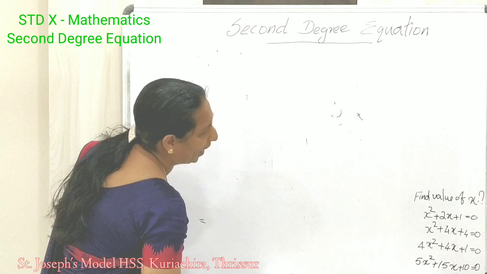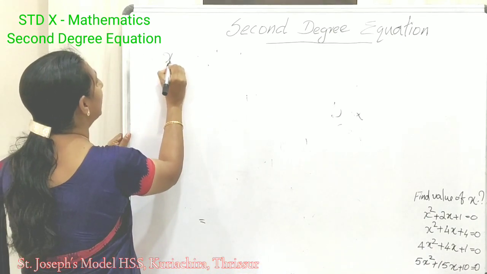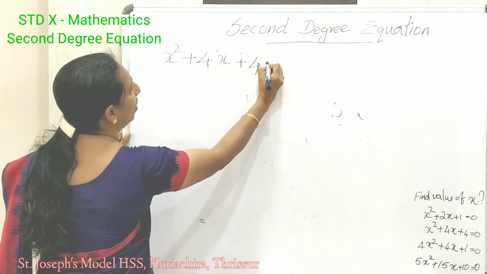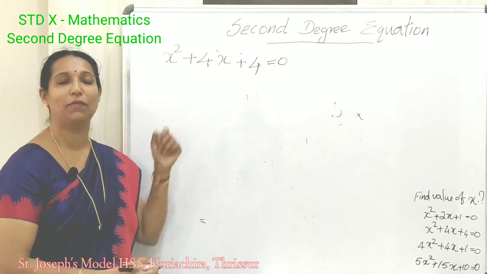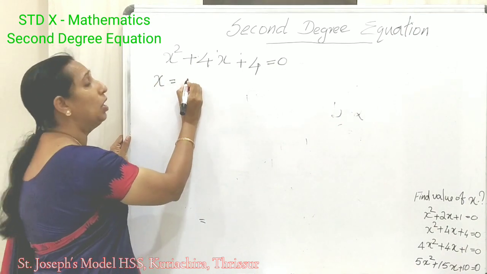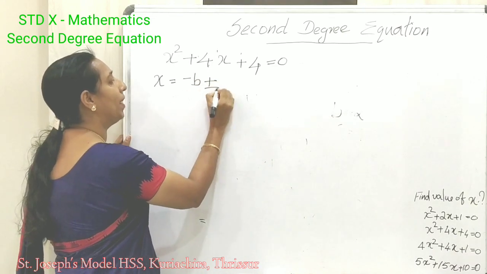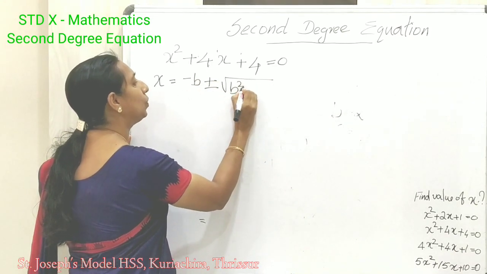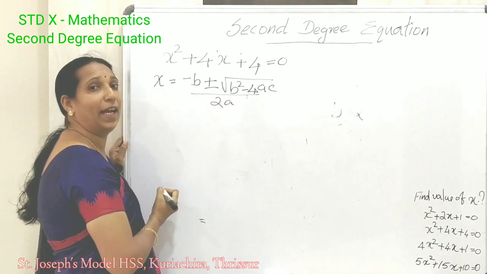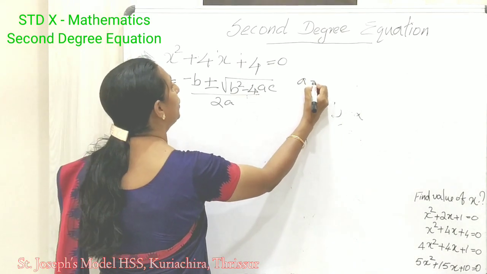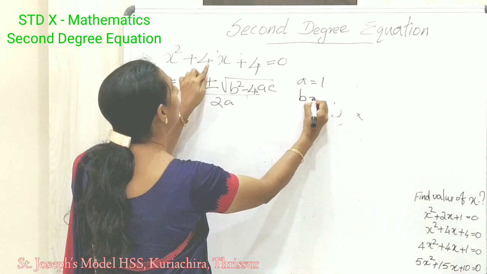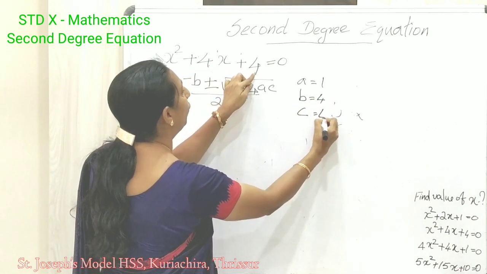Second question. Find the value of x in x square plus 4x plus 4 is equal to 0. What is the value of x here? Firstly, you write x is equal to minus b plus or minus root of b square minus 4ac, all divided by 2a. And find the value of a. A is equal to 1, the coefficient of x square. B is equal to 4 and c is equal to 4.